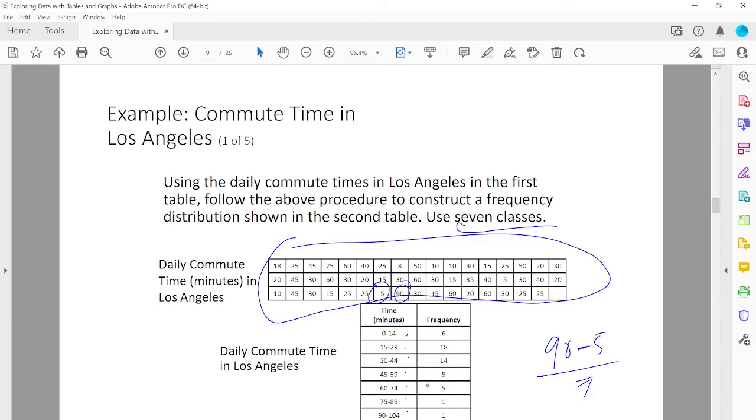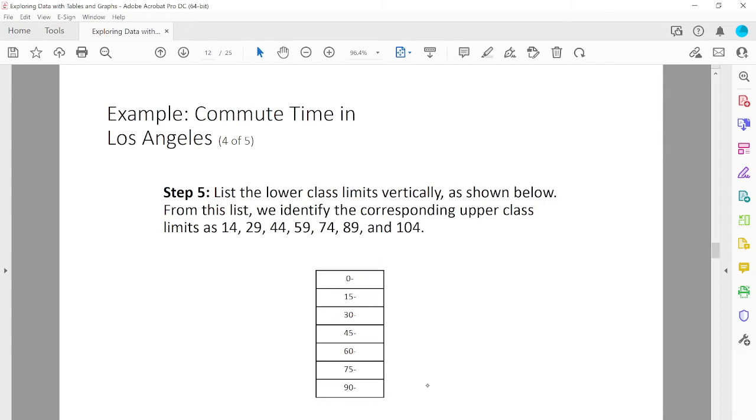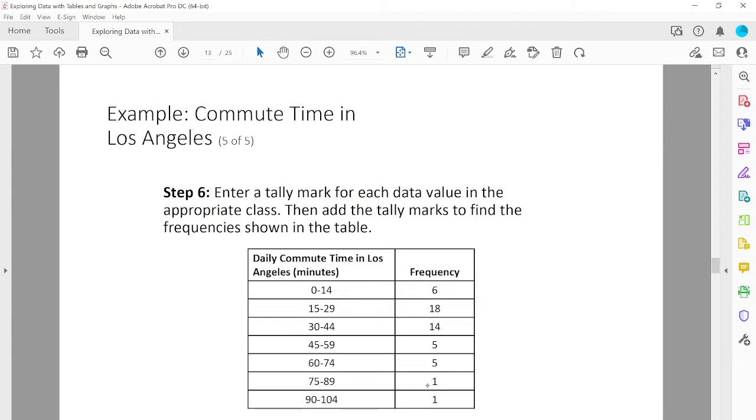Now we're going to look at this data and find out how many data points there are from 0 to 14. We count them and there are 6. From 15 to 29 there are 18, from 30 to 44 there are 14, from 45 to 59 there are 5, and we keep going like that. This is called a frequency distribution. So this is the lower limit, then the upper limit, and then the frequency.